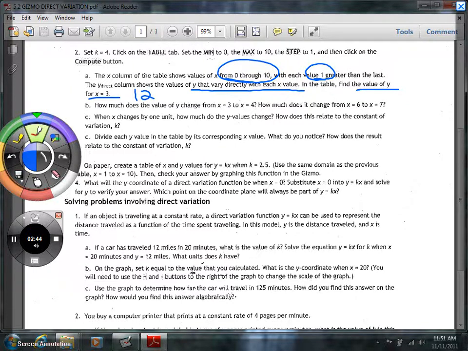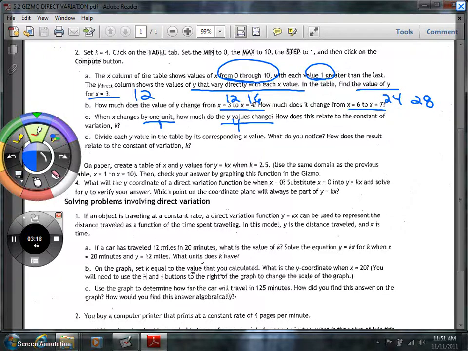Part B, how much does the value of y change from 3 to 4? And so if you did that on the gizmo, you should have noticed that it would go from 12 to 16. And then when you look at 6 to 7 on the table, it should have gone from 24 to 28. And when x changes by 1 unit like that, so 3 to 4, 6 to 7, how much do the y values change? So when x changes by 1, the y changes by 4.